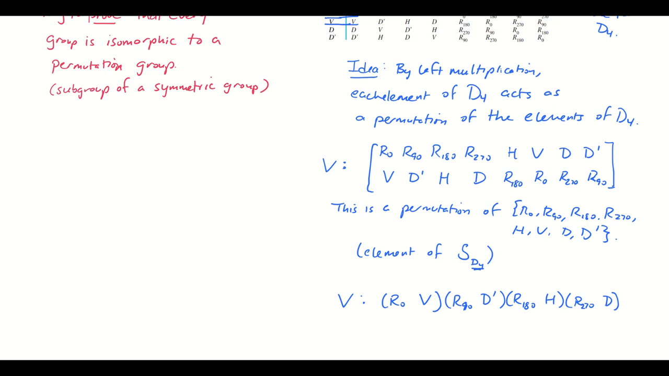So v is one element of S sub D4. Now, if we think about the 8 permutations that we can get this way, because there's a permutation for each element of D4, that is each element's left multiplication, then am I going to get all of S sub D4? And the answer is pretty clearly not.